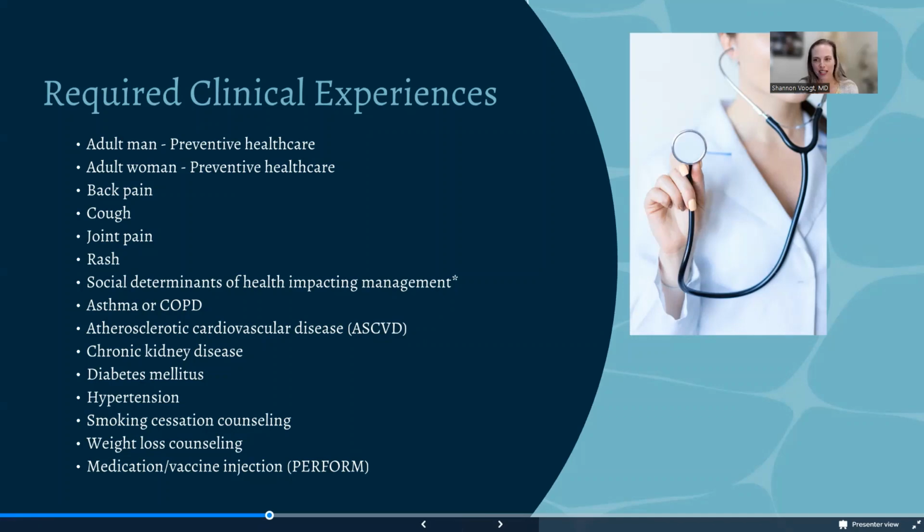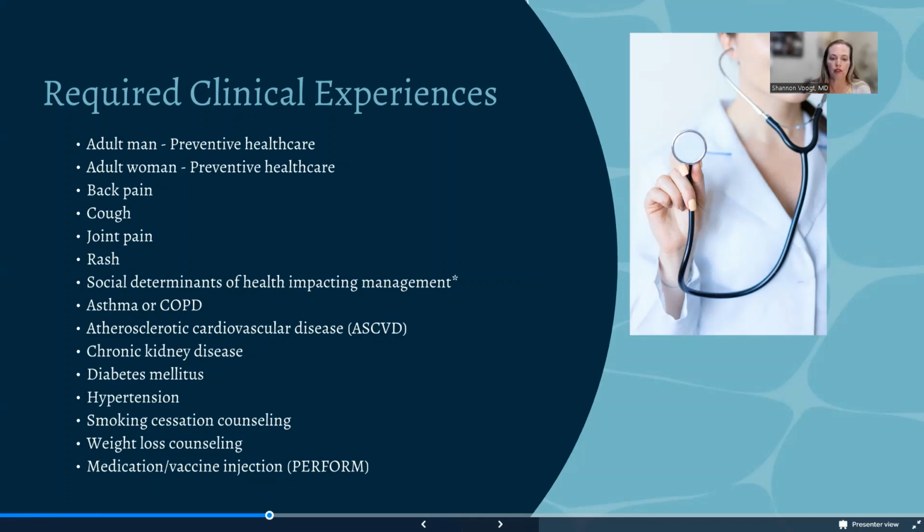Back pain should be very easy for them to find and see, as well as cough, joint pain, and rash. So lots of skin complaints. We go over skin and dermatology in this rotation, so anytime you have a rash, that would be a great one for them to see.